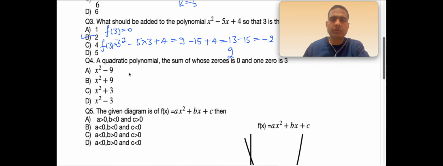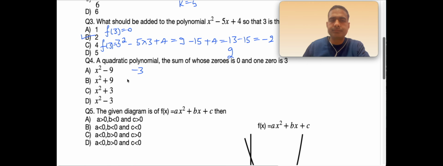Now the fourth question: a quadratic polynomial, the sum of whose zeros is 0 and one 0 is 3. We know a quadratic polynomial has a maximum of 2 zeros. So if the sum of zeros is 0 and one 0 is 3, it means the other zero should be minus 3.